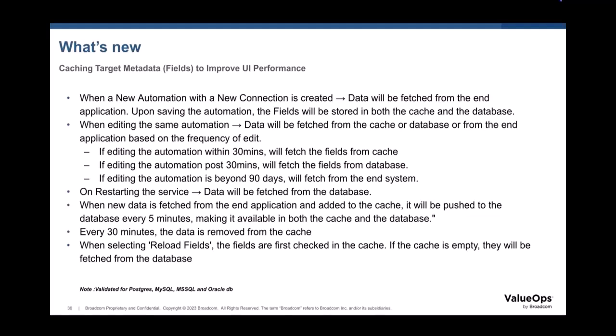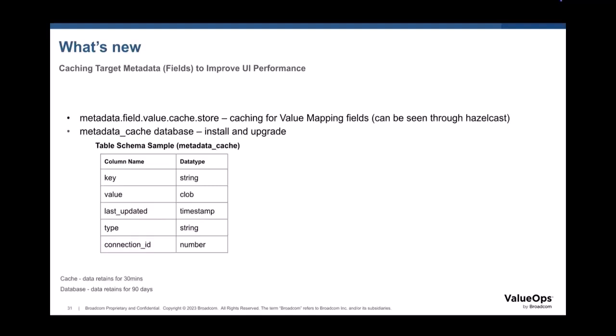If there is a case where you have added a field to the field mapping, but that field got removed on the end system, then those fields in the field mapping which are no longer valid will go into the missing field section. Users can take action on the missing field section, save the automation and continue to go. So that's what we have done as part of the caching metadata.